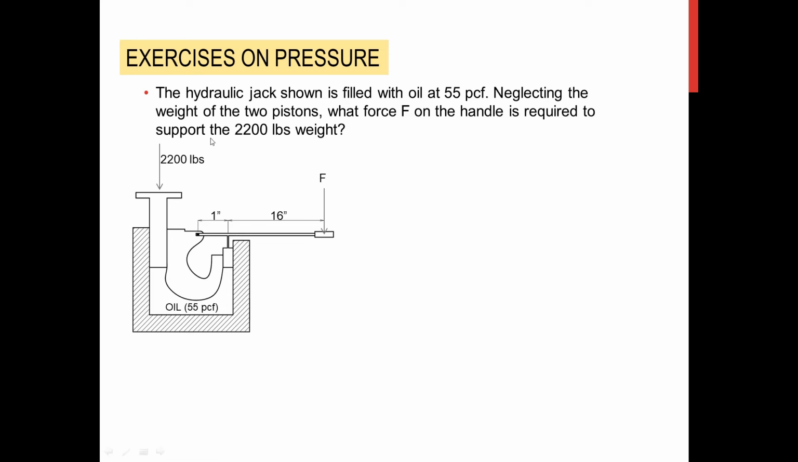The intervening liquid here is oil of specific weight of 50 pcf. This piston is 3 inches in diameter, and that piston, the smaller one, is 1 inch in diameter. If this will be labeled as point A and the other piston will be point B, we now proceed to the solution.